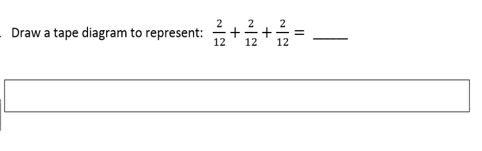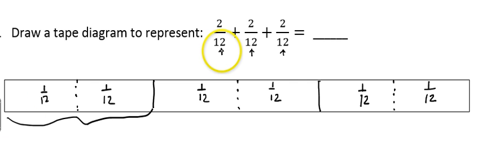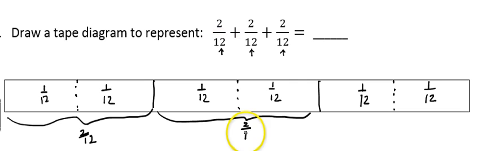In the next problem, we're going to show 2/12 plus 2/12 plus 2/12 on the tape diagram. Since I have 3 groups of 2/12, I'm going to break my tape diagram into 3 groups. And then I'm going to show each group as 2/12. Here are my 3 groups, and each group consists of 2/12, and I'll show that down below. Here's 2/12, and here's my second group of 2/12, and my third group of 2/12.